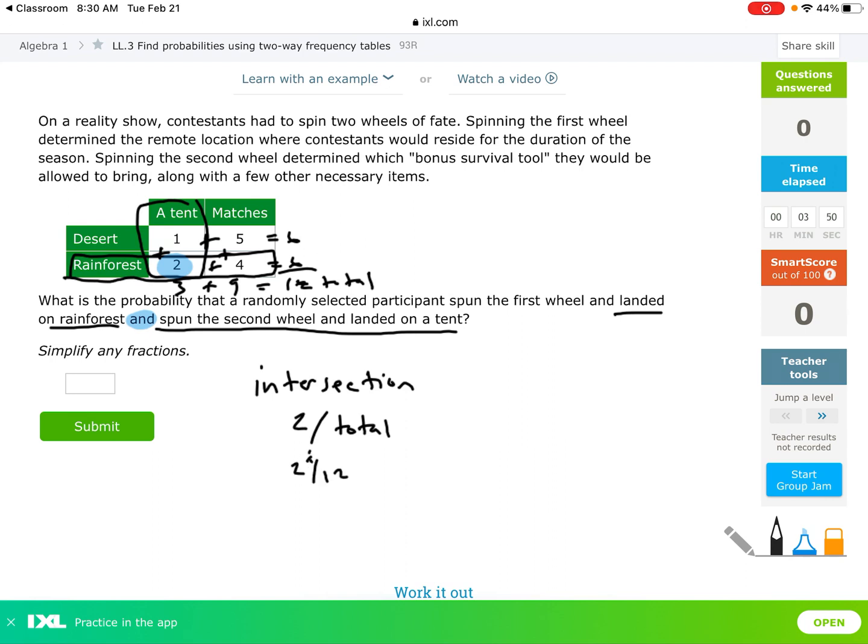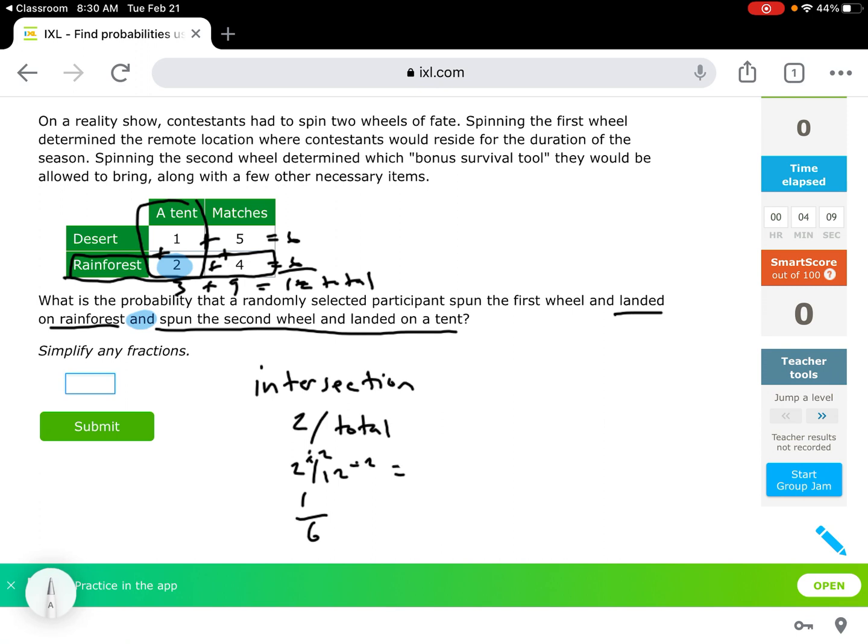And then you're going to have to reduce that. In this case, we can reduce by 2. So 2 divided by 2 is 1, and then 12 divided by 2 is 6. So that would be 1/6. So I'll type that in here.